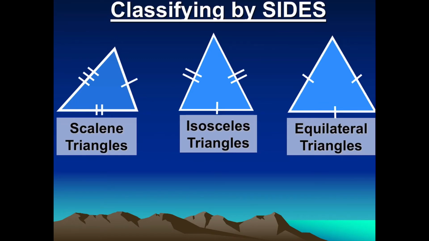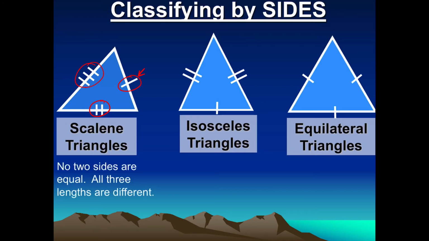Now the next way we can classify triangles is by the side lengths. And you'll notice that there's a lot of hash marks written in, and I've described that earlier. So if you don't remember what that is, go back and review that. The hash marks represent that we're talking about either congruent side lengths or different side lengths. So the first type of triangle has all the hash marks different. There's one hash mark here, there's two here, there's three there. So that represents something called a scalene triangle. A scalene triangle means that no two sides are equal. All three lengths are different.